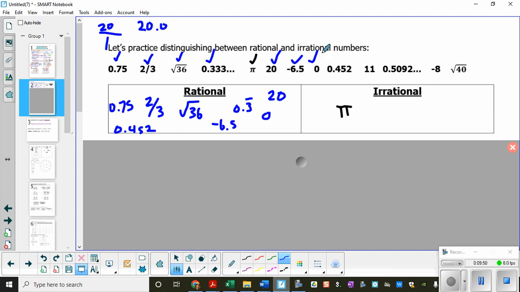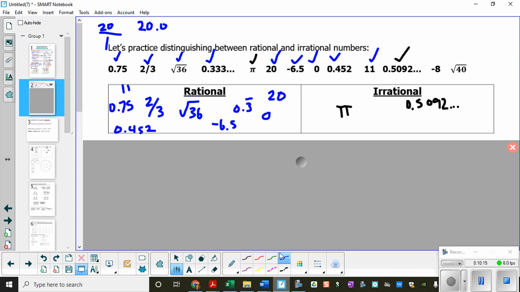All right, now we're at 11. 11, make it a fraction by putting it over 1. All right, we've got a 0.5092 dot, dot, dot. And I don't see any repeating patterns, so we're going to put that one on this side. The 0.5092 dot, dot, dot is going to go over here. All right, we got that one.